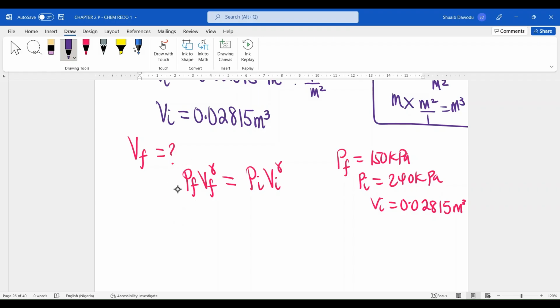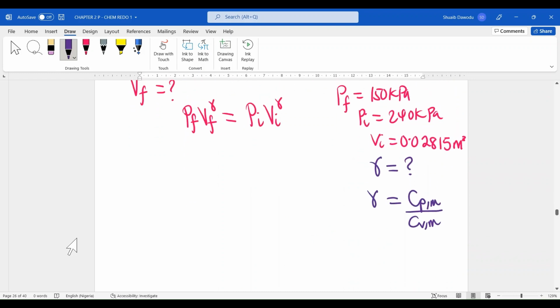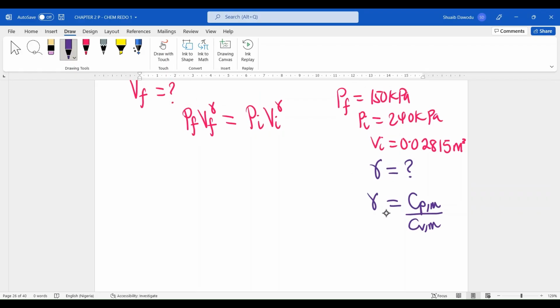Now, you may be wondering, what's going on here? We want to determine our answer, but we have the variable gamma. What is gamma? Gamma is simply the molar heat capacity at constant pressure divided by the molar heat capacity at constant volume. The molar heat capacity at constant pressure has been given to us, but we don't know the molar heat capacity at constant volume.